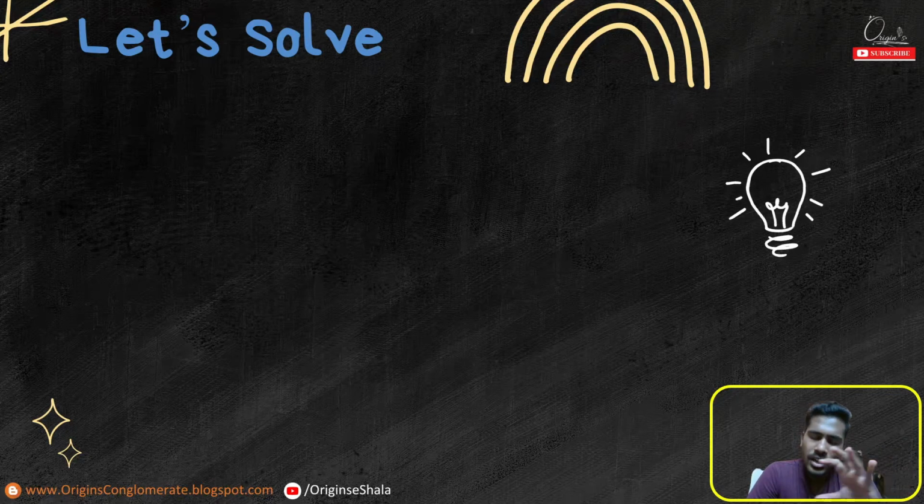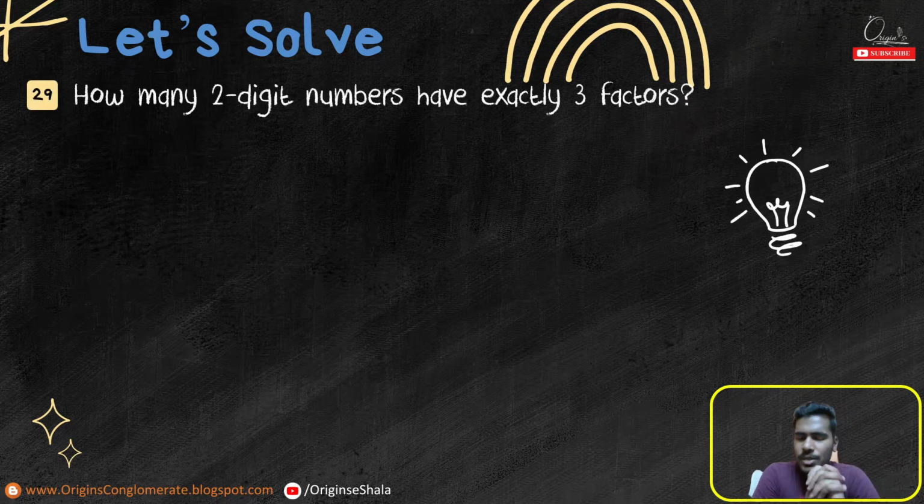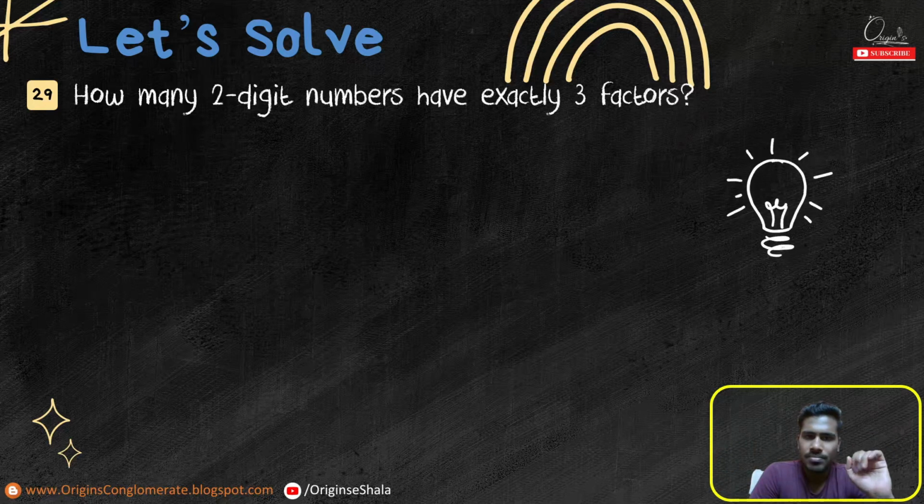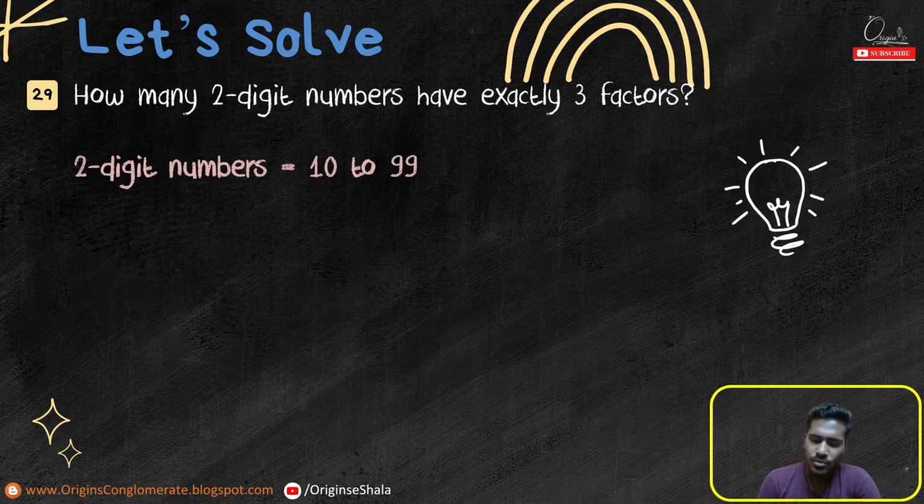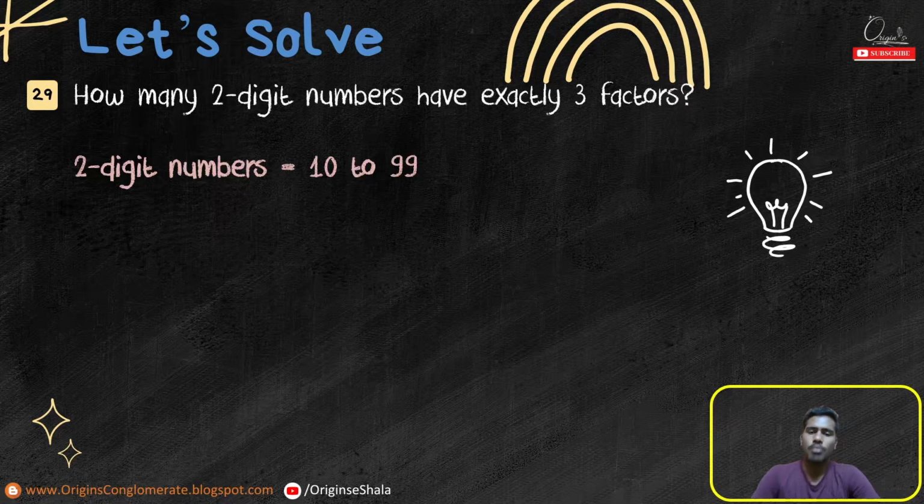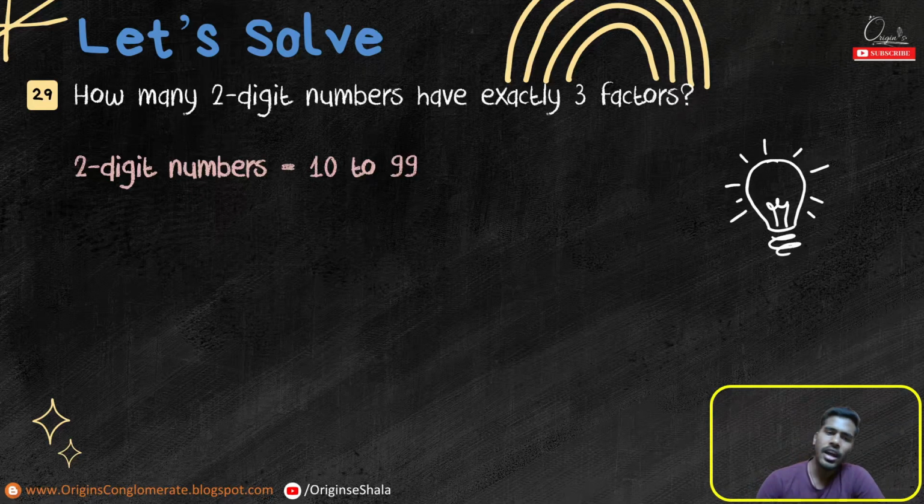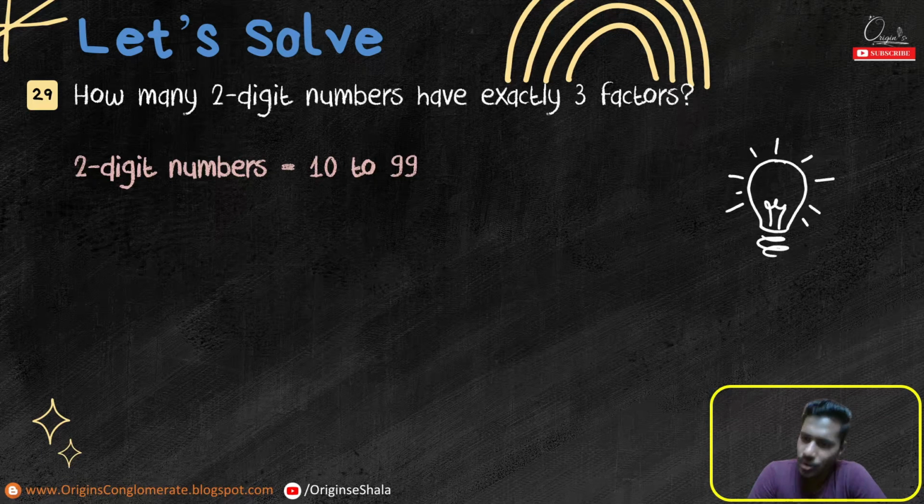But before that, I would like to show you a tricky question. This is the one. How many 2-digit numbers have exactly 3 factors? This is the theta type of question. So it would be best if you guys can solve it by yourself. Pause the video and go ahead, and while you are doing that, I will continue my work.